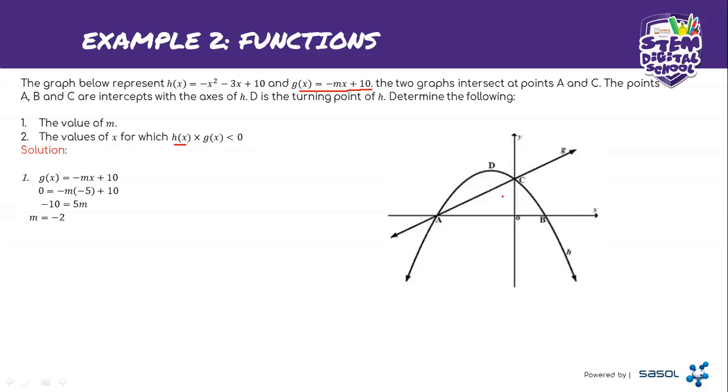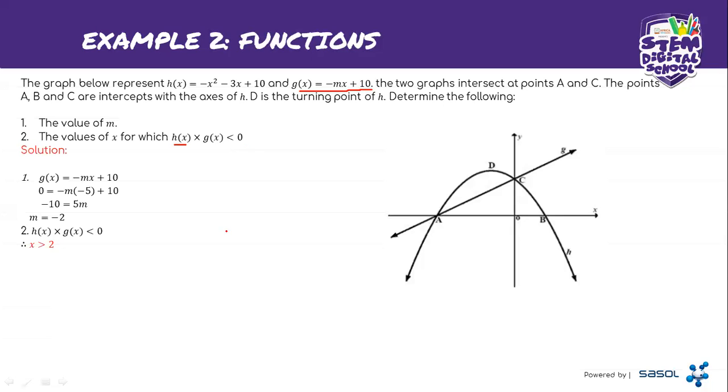Then the second question: determine the values of x for which f of x, no, h of x actually. h of x is the parabola graph. You can see the parabola graph multiplied by g of x, the straight line graph, is less than 0. Now let us see how we answer that question. The answer for that is x is greater than 2. Then let's try to understand how they determined that answer.